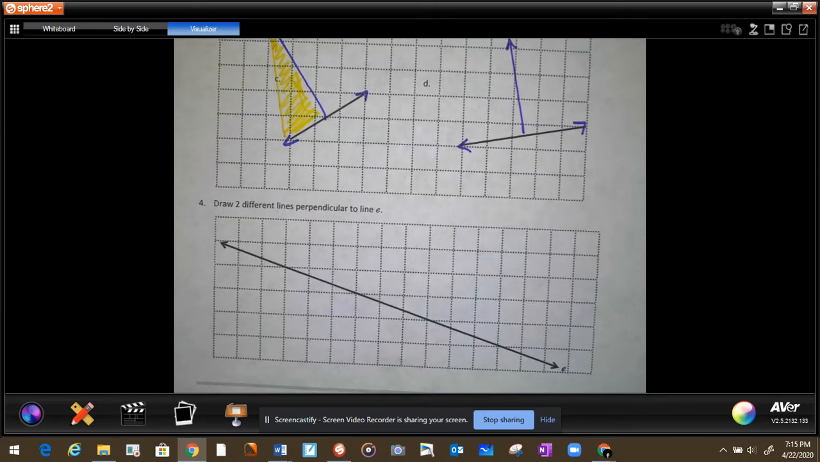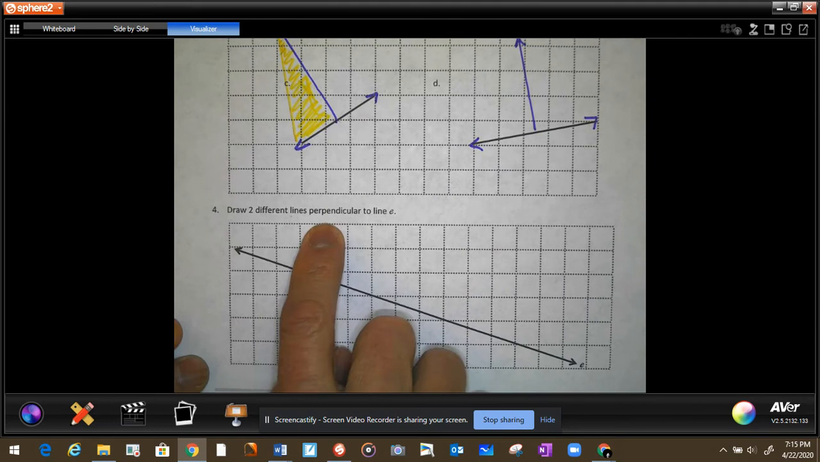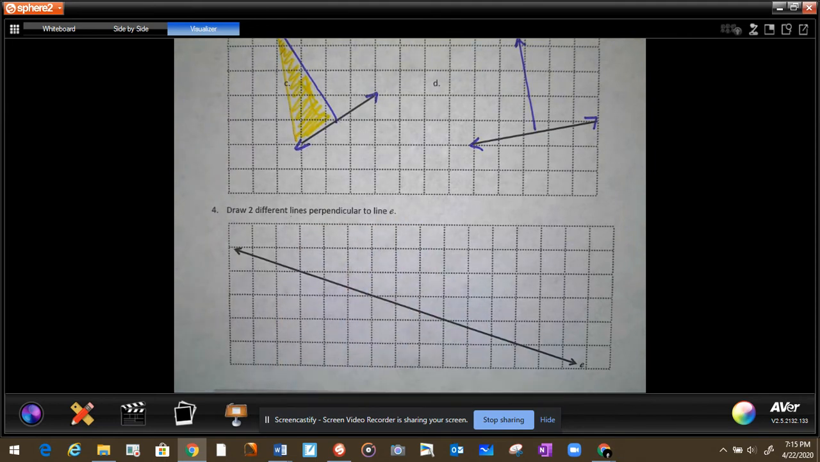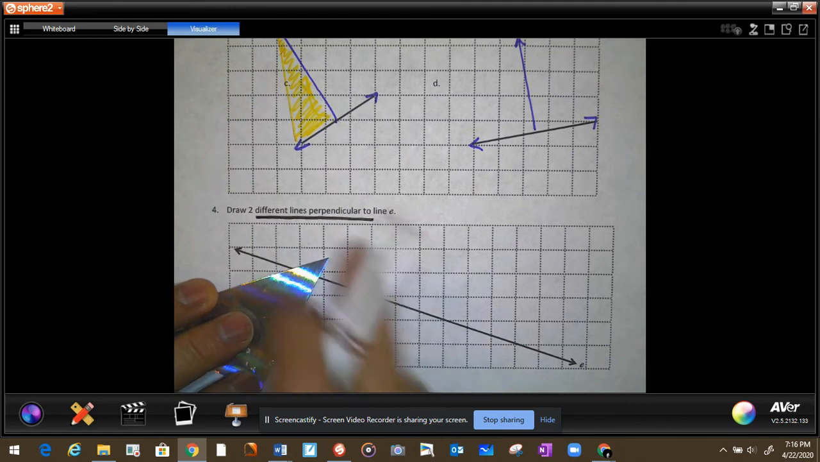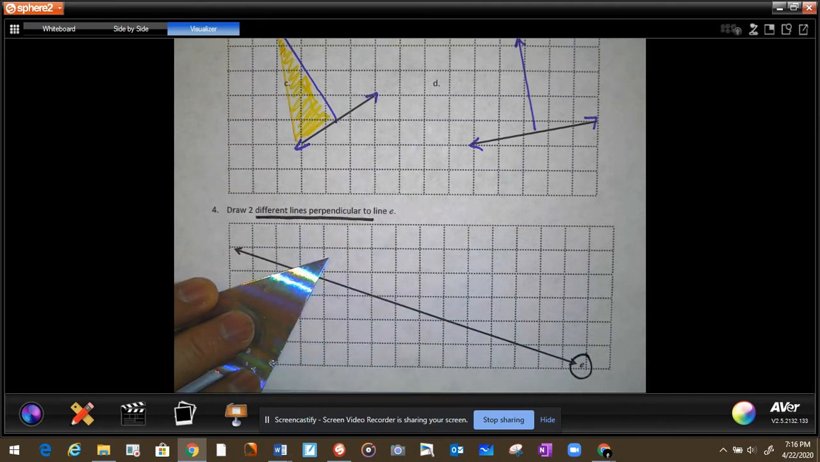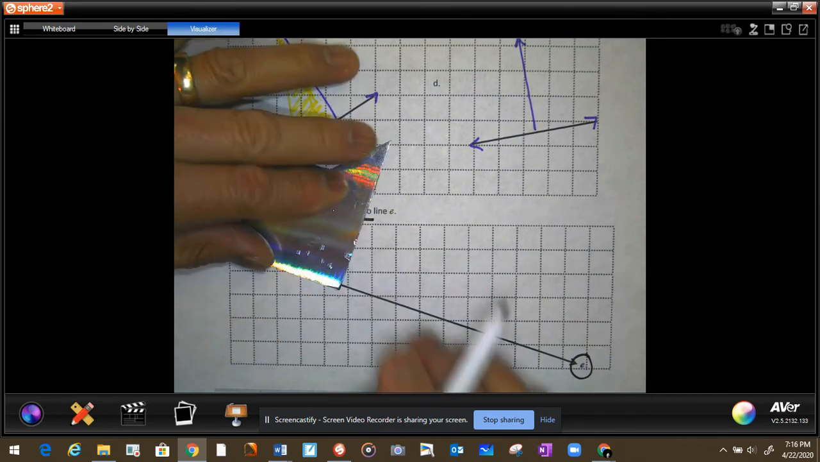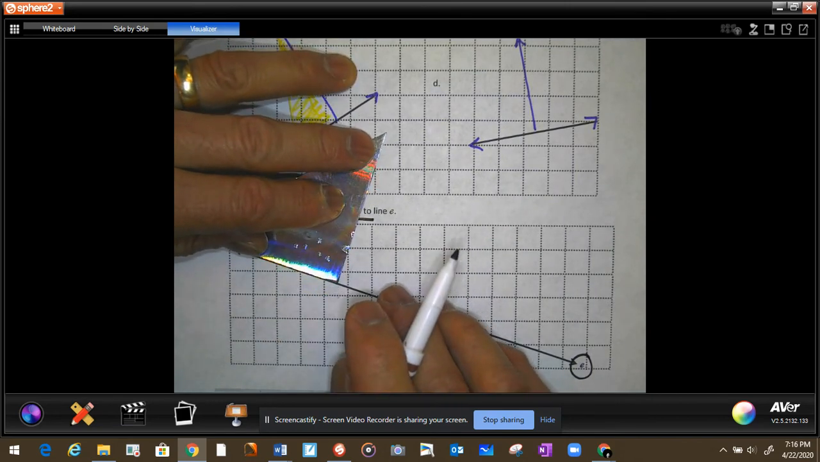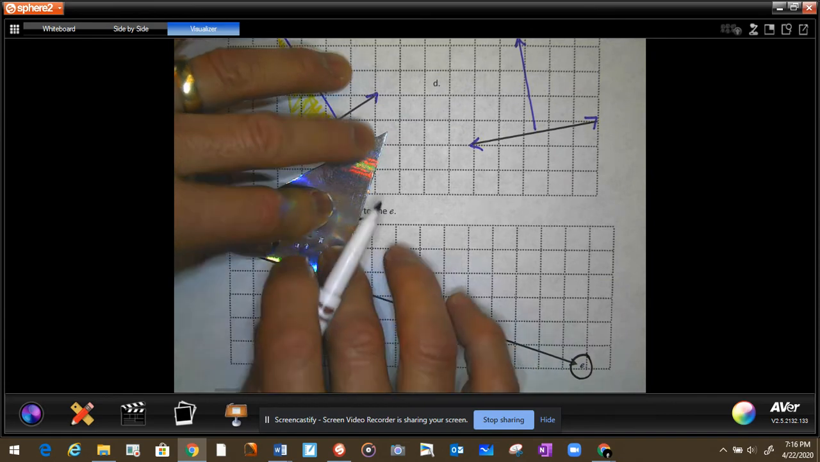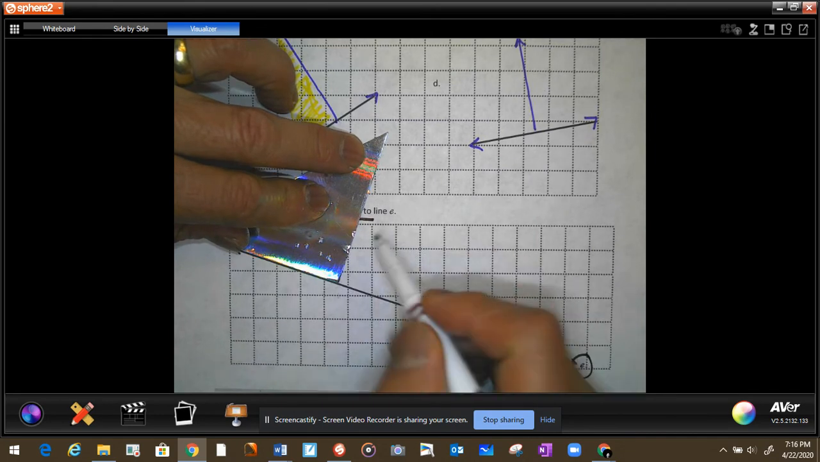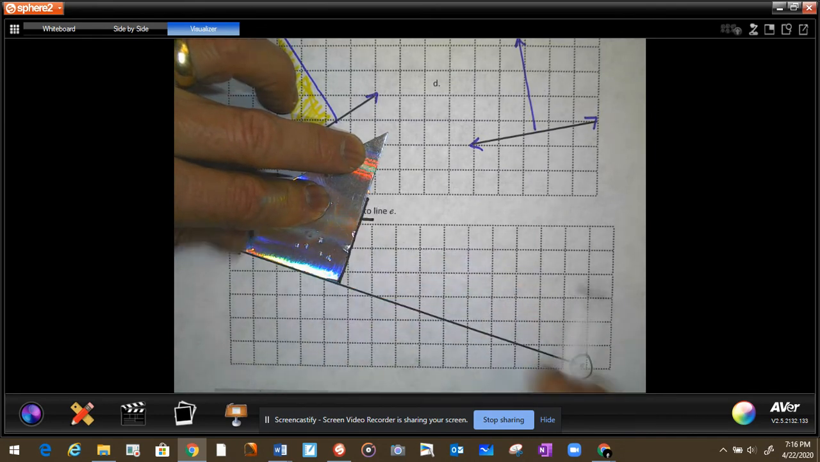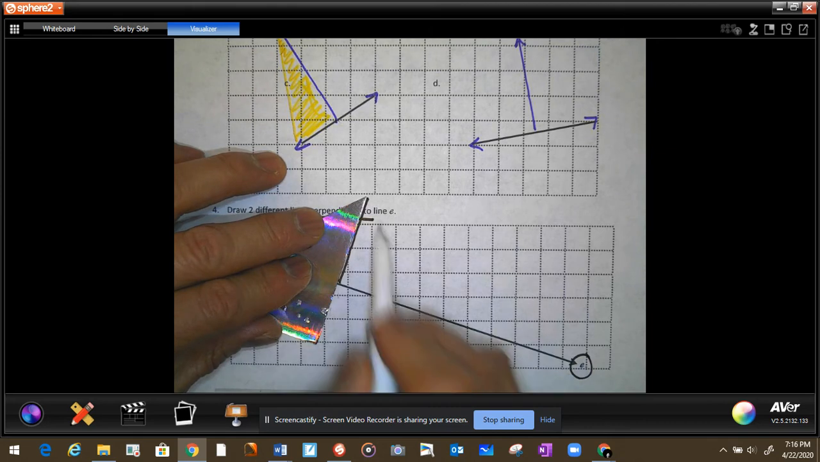Now let's look at the bottom one. The bottom one says, draw two different lines perpendicular to line E. So we're going to do the same thing. It says two different lines perpendicular to E. So this is E. I'm going to do the same exact strategy. If you also have a square edge, something that looks like a triangle that has a 90-degree angle, you can do the same thing. So here is one, and for this one, I'm going to extend it.